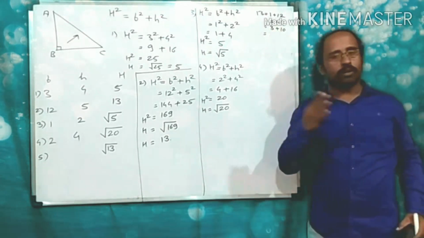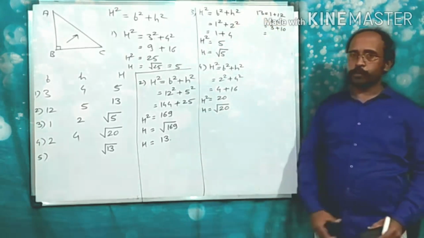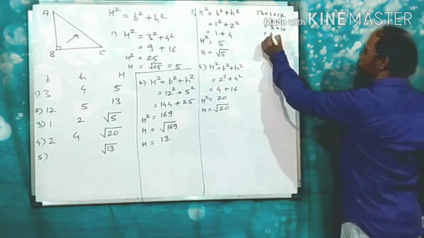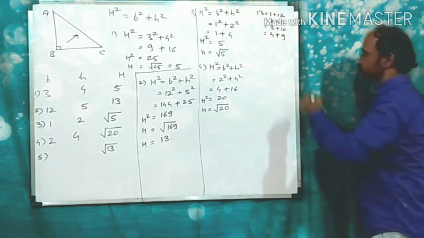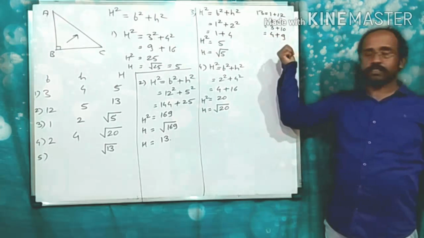3 and 10 both are not squares. So in this case also it's not addition of squares. 4 plus 9. Look at this example. Look at this case.